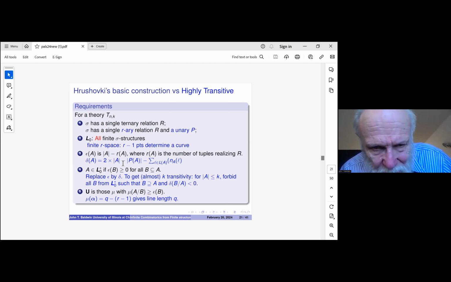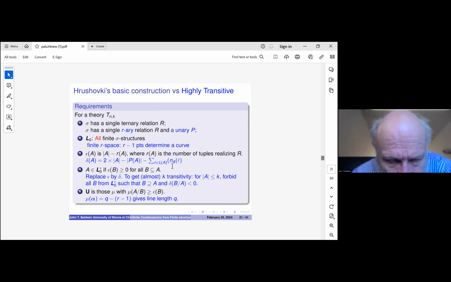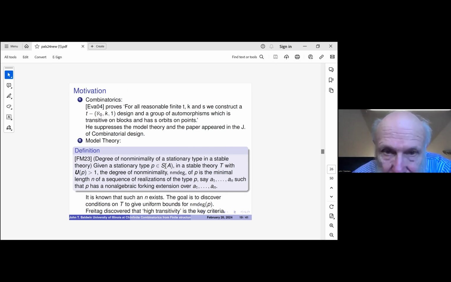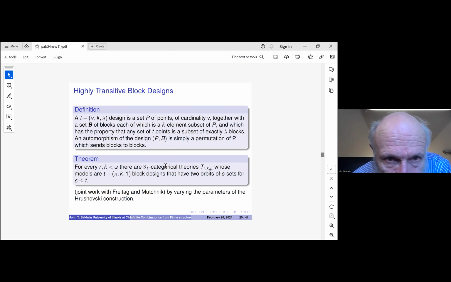And to do that, you split the universe in two parts, where one part has the points count 2, and the other part, the points only count 1. And then A is in the language if, once again, epsilon of B is greater than or equal to 0 for all B. And now a trick which appears actually in Hrushovski's first paper, although I had the idea about the same time.